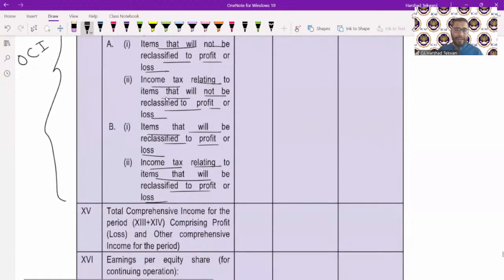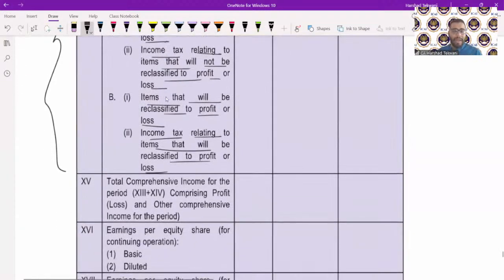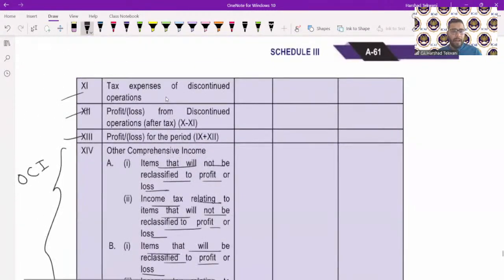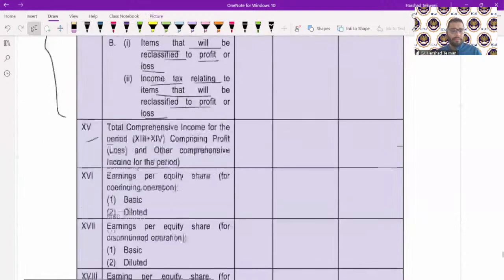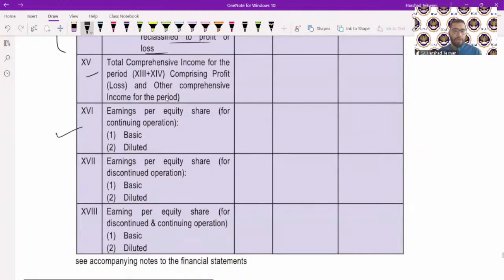There is a list of items which form part of OCI. You need to check the relevant accounting standards, Ind AS, for which item is required to be disclosed as OCI or not. Then once you have the total OCI, this is total OCI plus your profit. If you add both other comprehensive income and profit, you get the total comprehensive income for the period, including other comprehensive income. Then you show earnings per equity share, basic and diluted, from continuing operation, from discontinued operation, and from both.